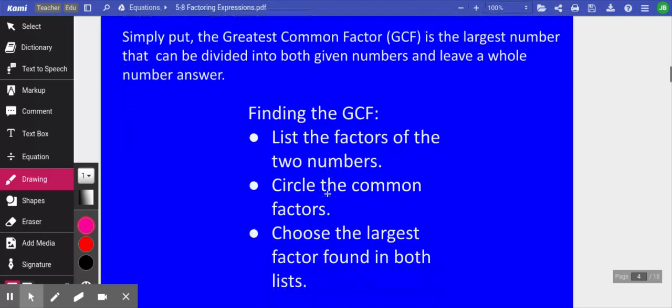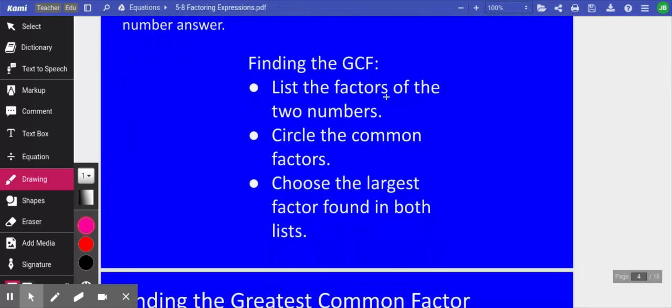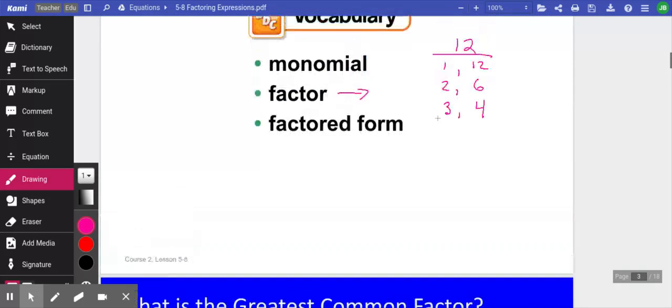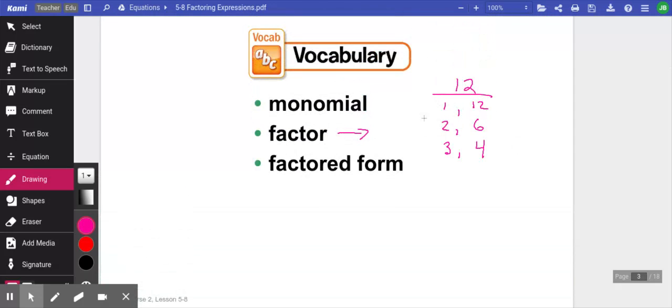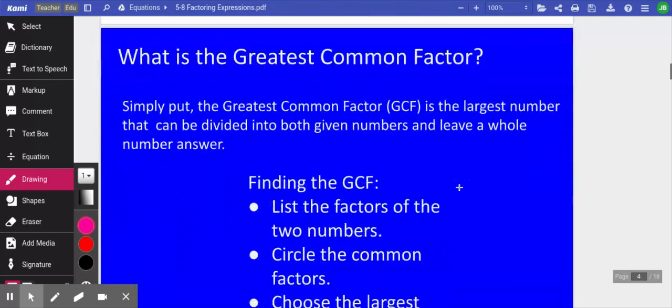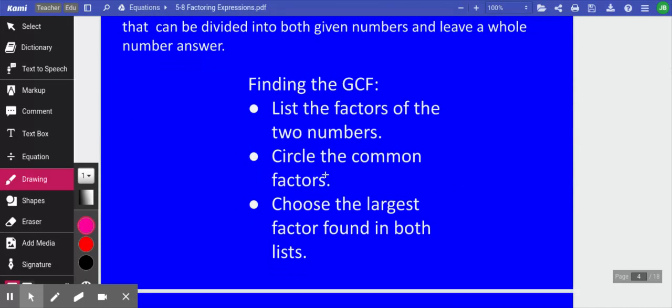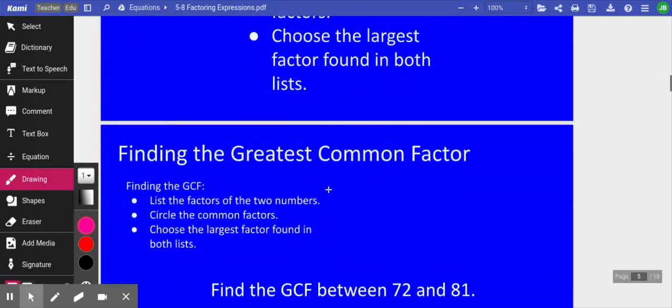So I give you some steps. Step 1, list the factors of the two numbers. That just means all the numbers that are multiplied, just like we did for the 12. List all of the numbers that we can multiply to make that number. Step 2, circle the common factors. So once you have your list of both sets of factors, we want to circle the ones that were found in both lists. And to find the greatest common factor, obviously, just choose the one that's largest and found in both lists.